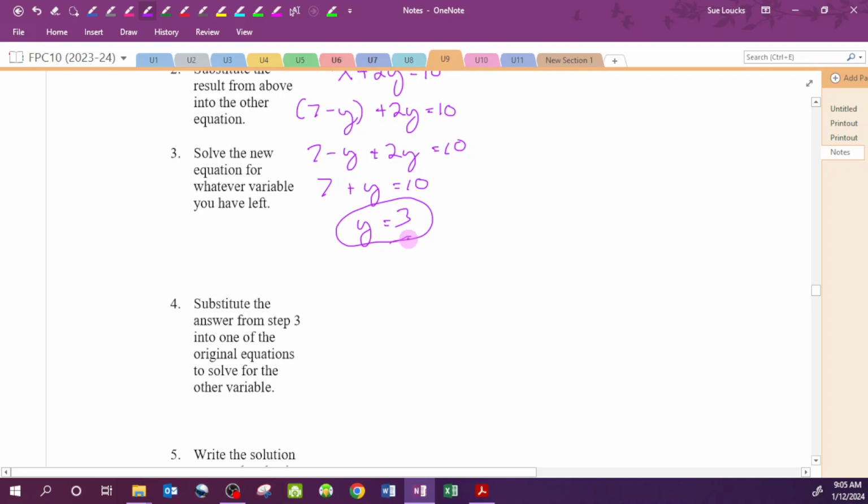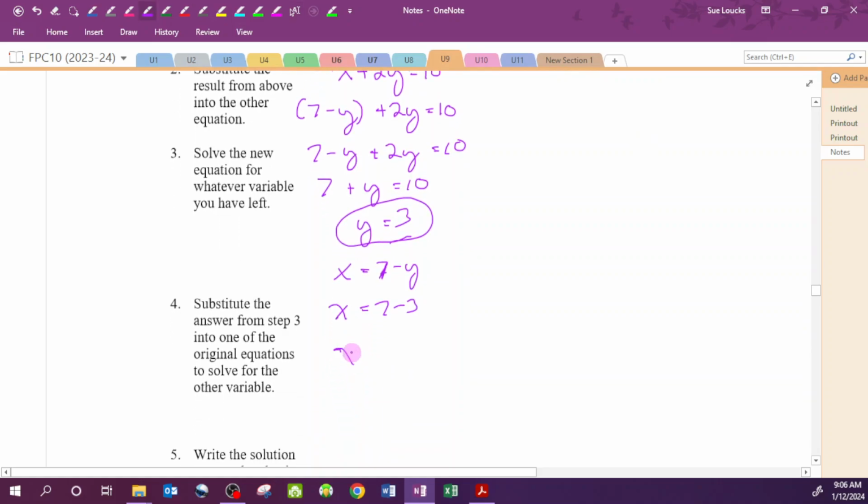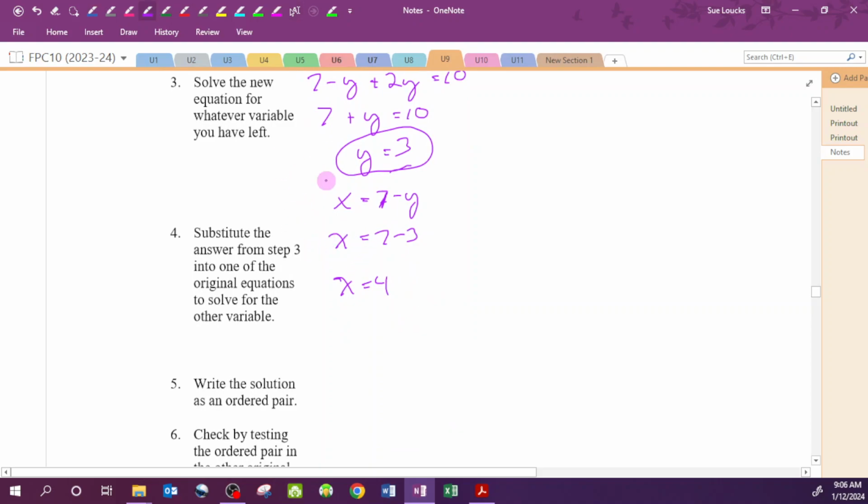Actually, I can substitute it back into the equation that I have, where I know that x equals 7 minus y. So if y equals 3, that's a 7, not a z. If y equals 3, then x equals 7 minus 3, so x equals 4. Now, because this question was just x's and y's, I can write the solution as an ordered pair. My x is 4 and my y is 3. So this is the answer right here.